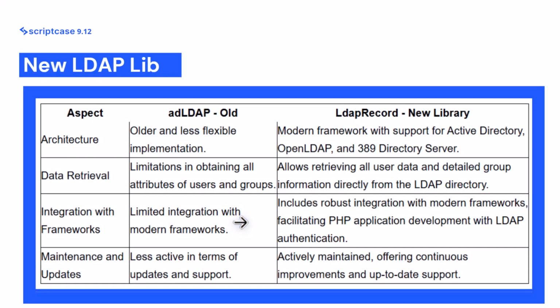So here, just comparing the old library, the one we are using until the version 9.12, which is the AD-LDAP, and the updated library, the LDAP record. We have the old one less flexible and the new one more modern, the modern framework with support for Active Directory, Open LDAP, and the 389 directory server. So you have less limitation for obtaining attributes of user and groups.